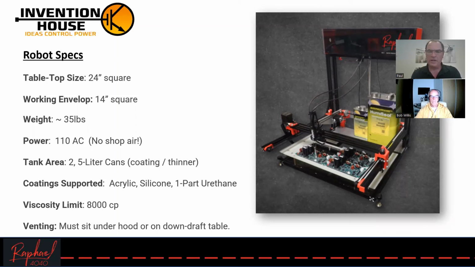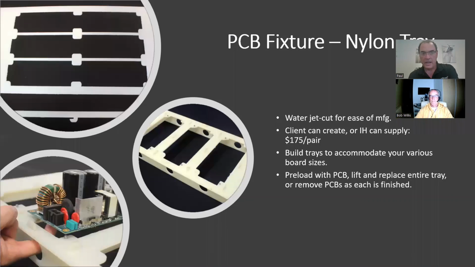The viscosity limit is 8,000 centipoise, however you pronounce that. And like all coating machines, it must be vented, so it either needs to sit under a hood or on a downdraft table. And the boards can either sit in a tray like this. It's just a nylon tray that we water jet cut. We actually have what we call a flex grid, which is a movable tray, but they sit in there. And then you can either pull out individual boards if they're completed, or you can slide in a whole new tray of raw boards and coat them and push them out.